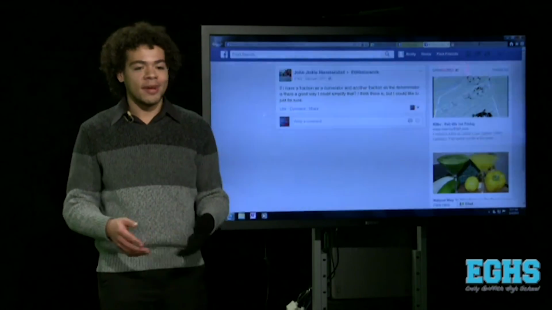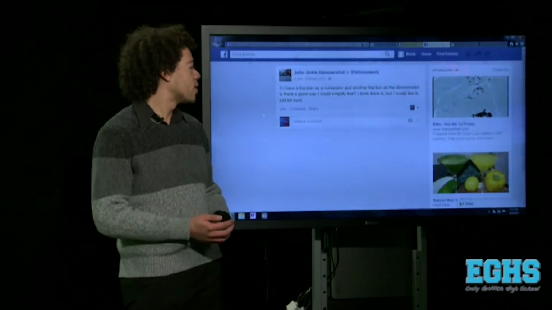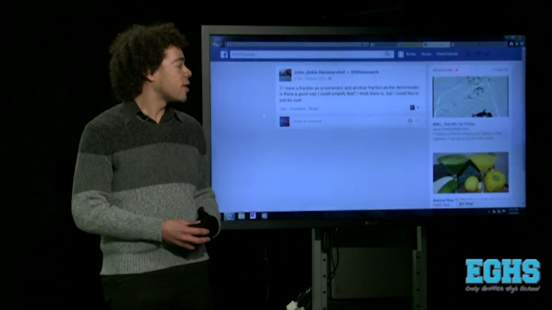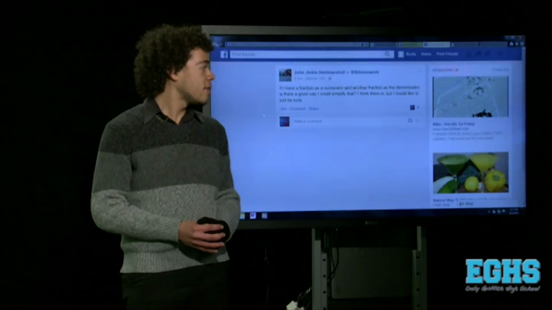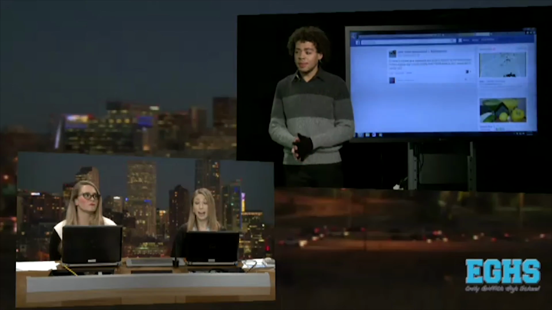Well, basically asks how to simplify a fraction within a fraction, but word for word, if I have a fraction as a numerator and another fraction as a denominator, is there a good way I could simplify that? Yeah, I can help you with that for sure. That sounds like a middle schooler's nightmare, really.